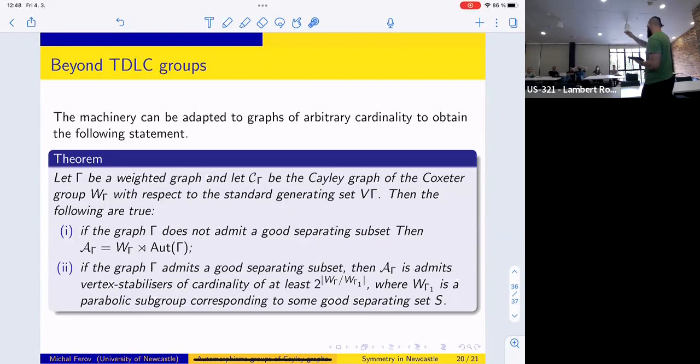And that is, if there is no good separating set, it must look like this: the Coxeter group semi-direct product the automorphism group of the defining graph. And if there is a good separating set, then I know that the vertex stabilizers are at least this big, whatever this cardinal will be.